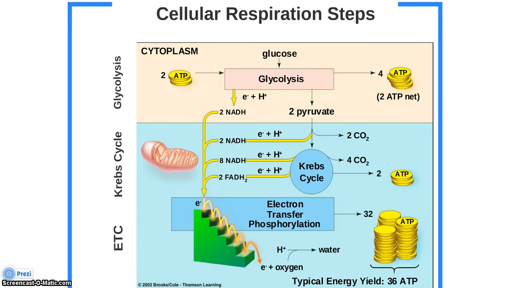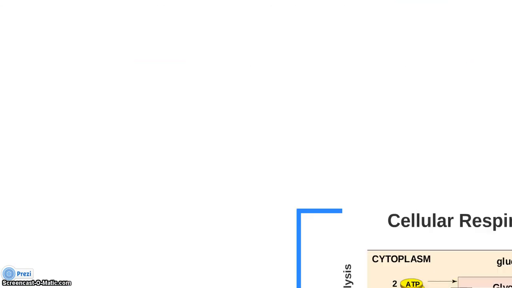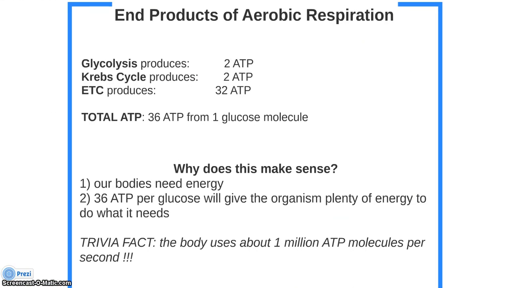So here we have our cellular respiration diagram. Glucose is broken down by the process of glycolysis into pyruvate. It then goes on to the Krebs cycle, and then onto the electron transport chain, where our ultimate energy maker is. So the end products of aerobic respiration: glycolysis produces 2, Krebs cycle produces 2, electron transport chain produces 32. So from one single glucose molecule, we're getting 36 ATP.